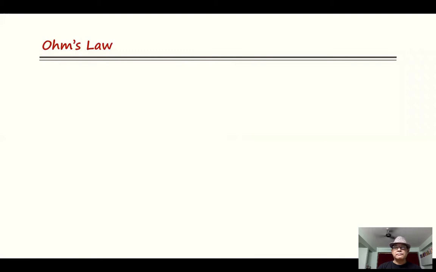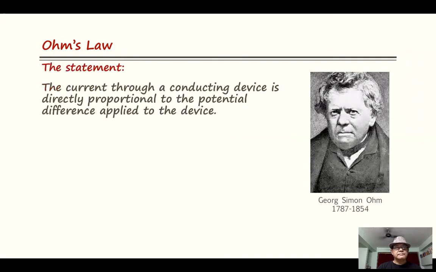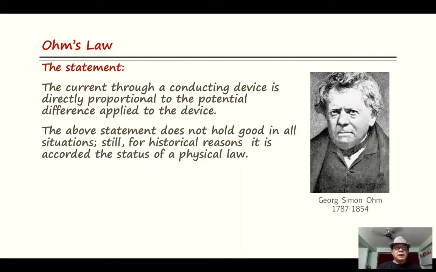Ohm's law. This is a photograph of George Simon Ohm, the German physicist and mathematician. The statement of Ohm's law: the current through a conducting device is directly proportional to the potential difference applied to the device. The above statement does not hold good in all situations. Still, for historical reasons, it is accorded the status of a physical law.